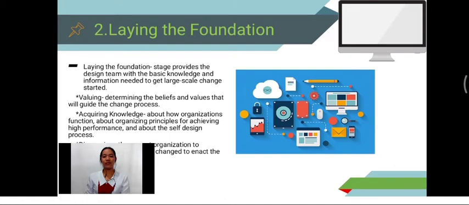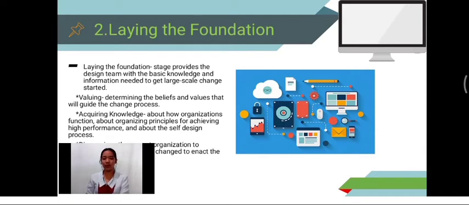And now, after clarifying the strategy, we are moving to the second stage, laying the foundation. This stage provides the design team with the basic knowledge and information needed. That involves valuing, acquiring knowledge, and diagnosing. In this stage, we are preparing ourselves to have a good foundation to start change. With these three activities, valuing, acquiring knowledge, and diagnosing, we would be able to adopt changes.